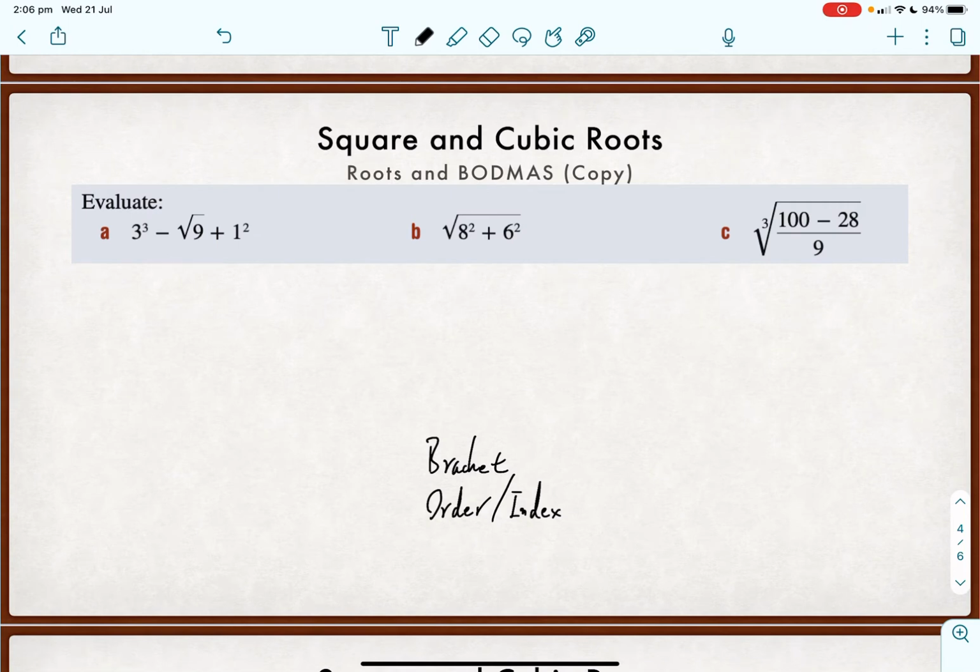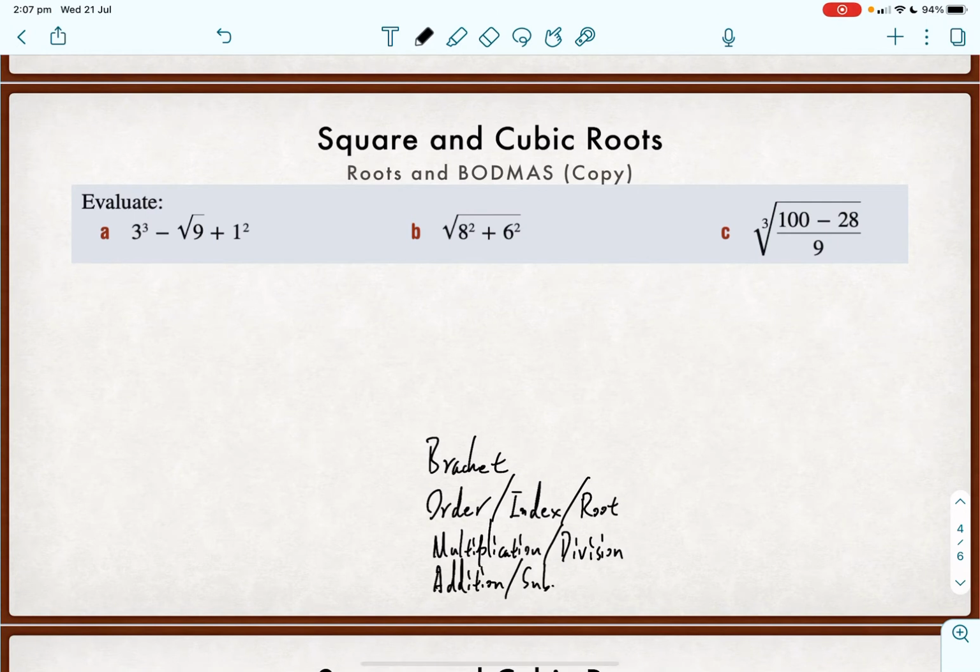Because root and indices are basically the same, you can do root here as well. Okay, and then multiplication together with division, and then addition together with subtraction. We follow this order, okay? But a lot of times when you do root with multiple numbers in the middle, we see that as a bracket as well. Let's go through all these three and hope you are okay with this, okay?